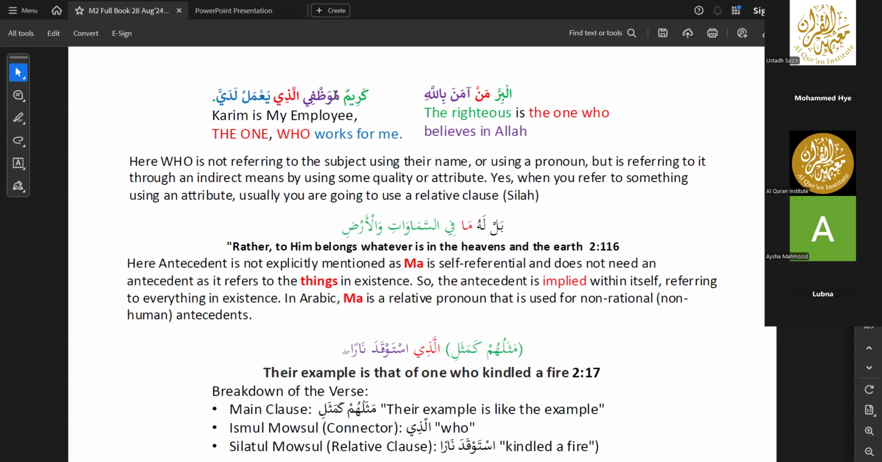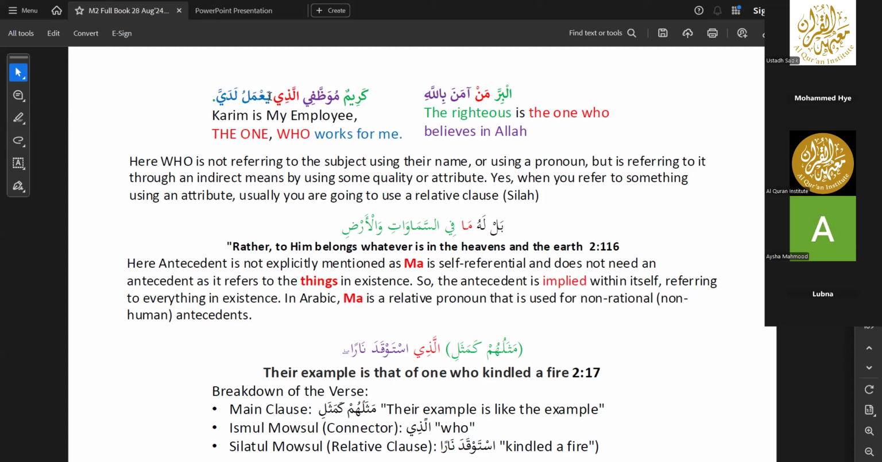Ya'lamu ladayya, works for me. Simple as that. Allah is connected to Karimun, who, and then ya'malu ladayya, who works for me. Work for me. Dr. Mahmoud, is ya'malu ladayya not the khabar? Works.